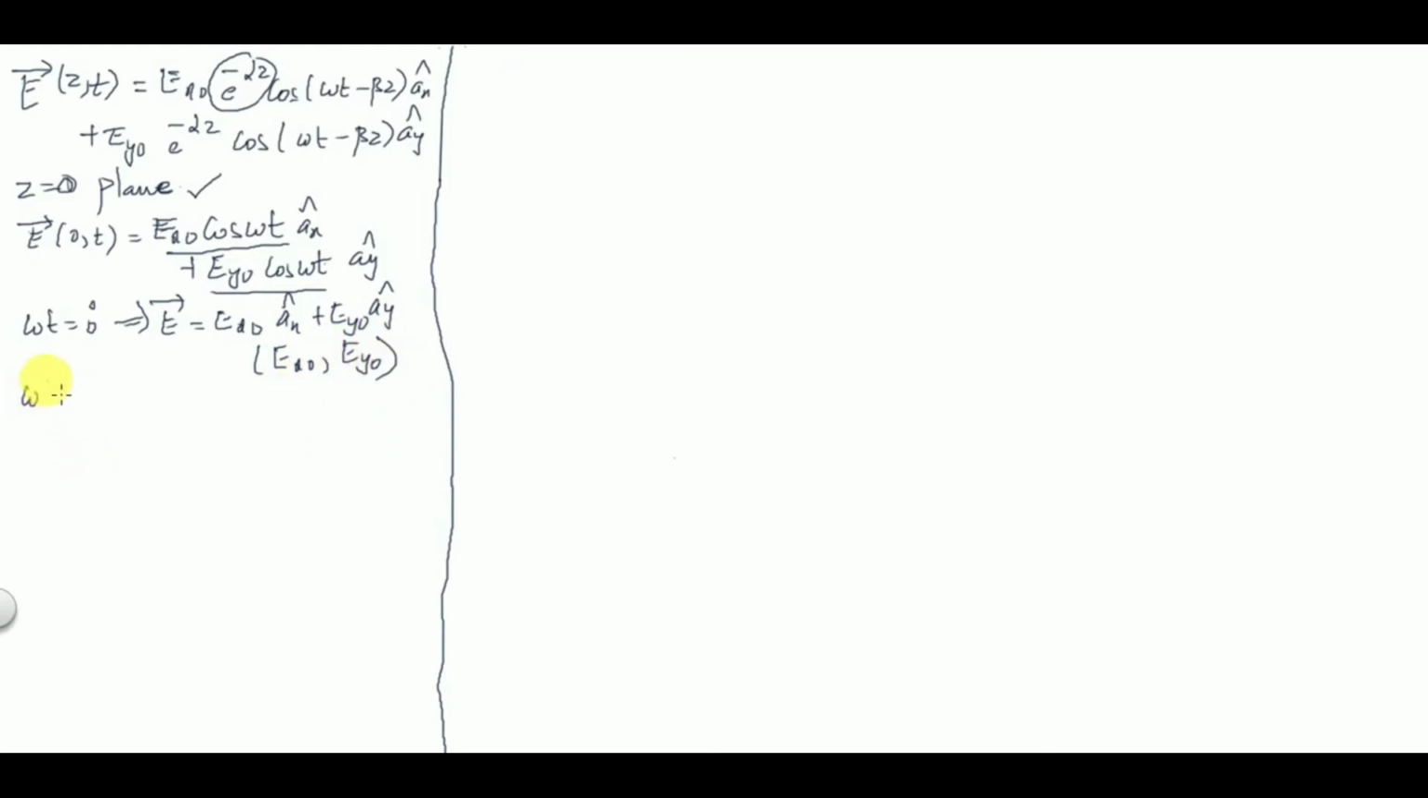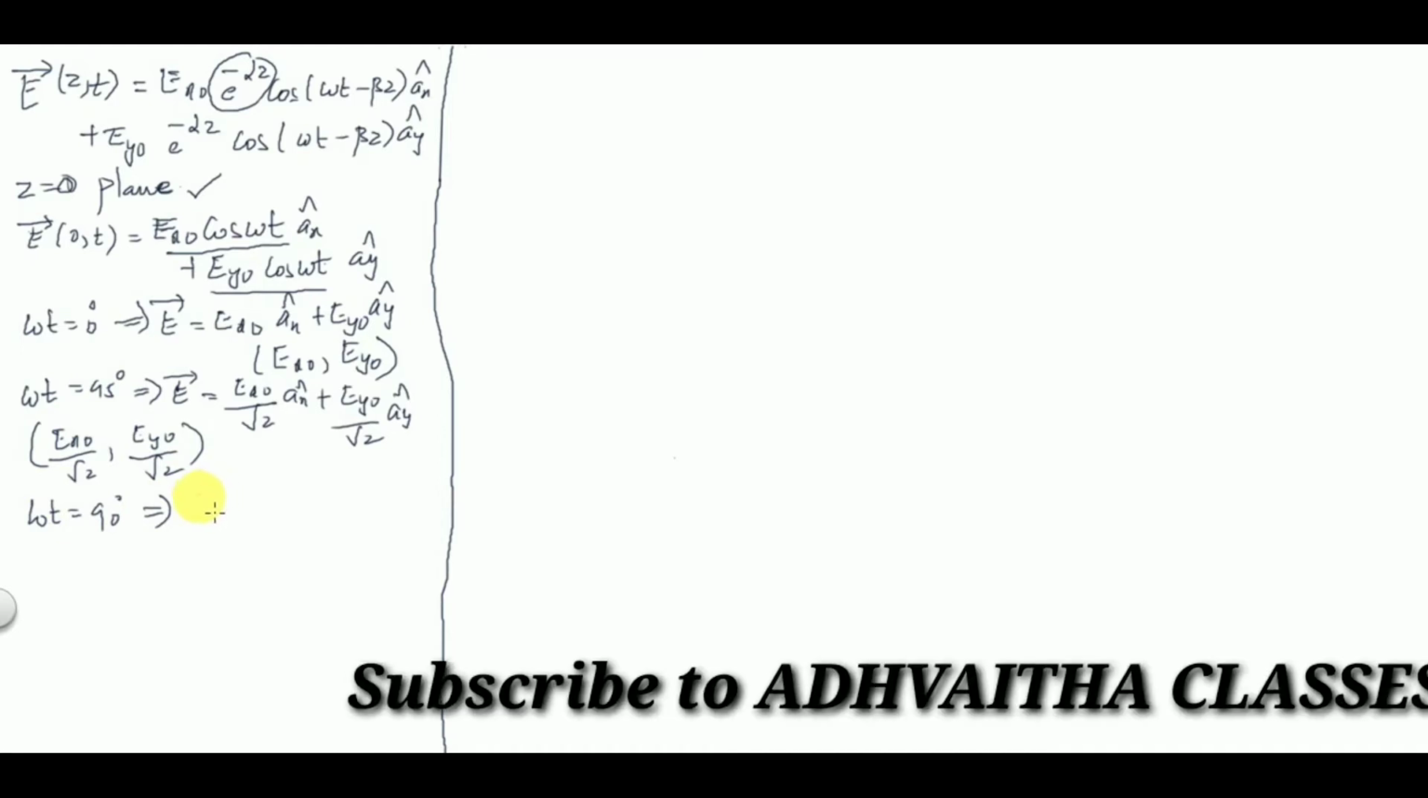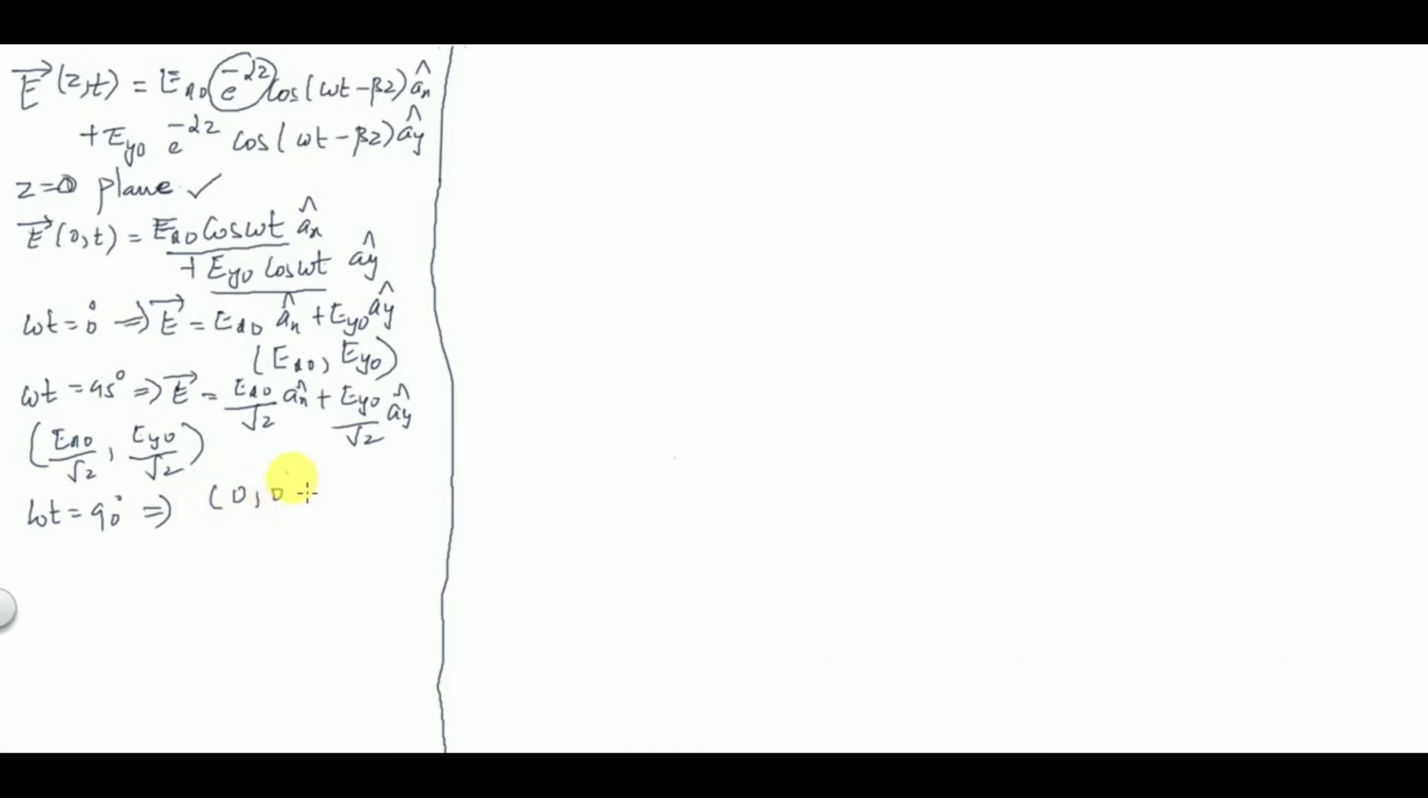Similarly, omega t is equal to 45 degrees. So when omega t is equal to 45 degrees, E bar is Ex naught by root 2 x cap plus Ey naught by root 2 ay cap. So the point here is Ex naught by root 2, similarly Ey naught by root 2. Okay, so we'll write for all other angles. Omega t is equal to 90 degrees, so cos 90 is 0. So the point here will be 0 comma 0.